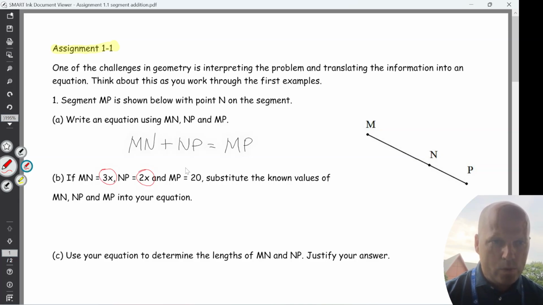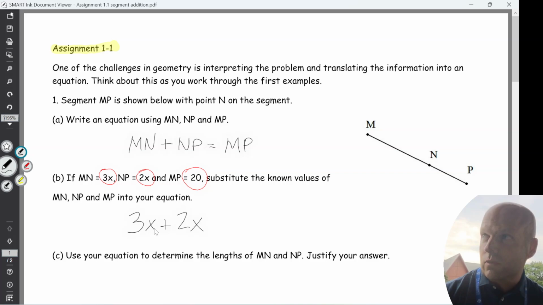Let's say we ask the question, if MN is 3 times a number, and NP is 2 times a number, and MP is 20, what is the number? We can see in the question it says MN equals 3x, NP is 2x, and MP is 20. Substitute the known values into your equation. Well, it's 3 times a number plus 2 times a number, 3x plus 2x. X is just replacing that concept of a number, equals 20.